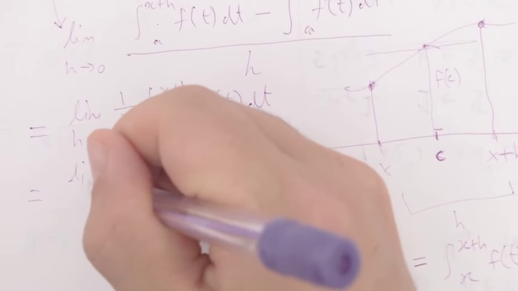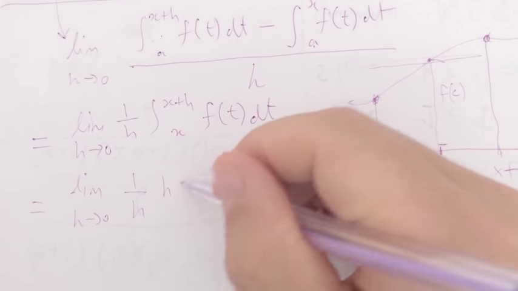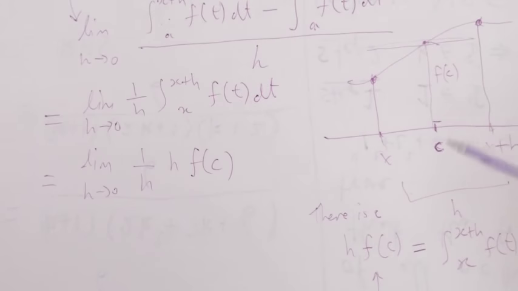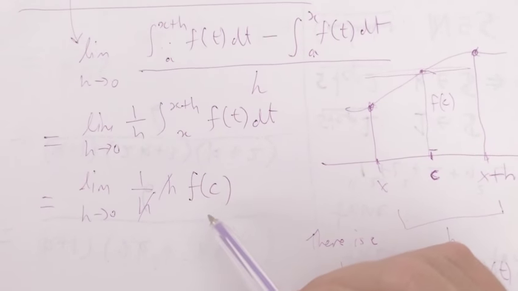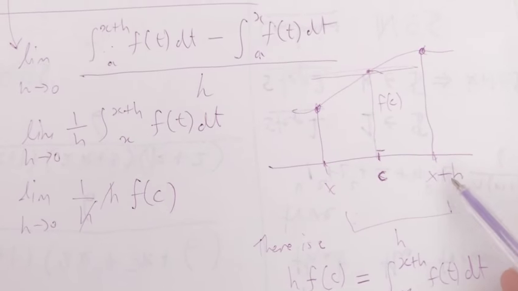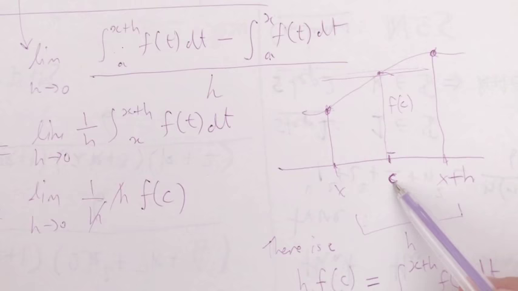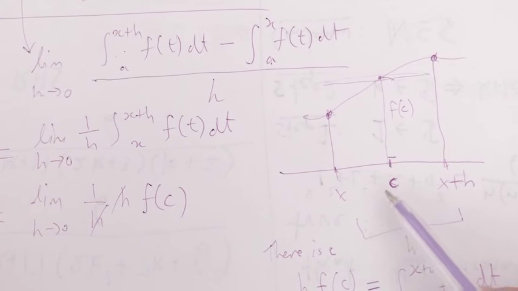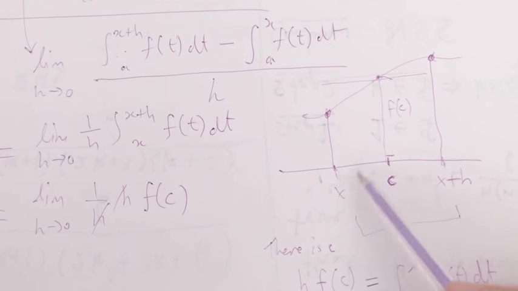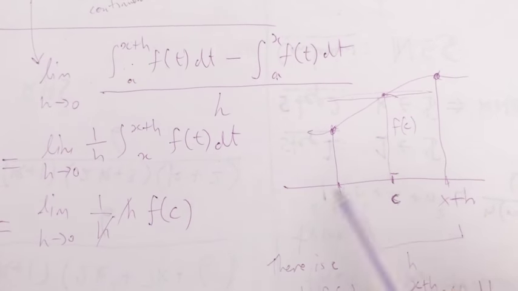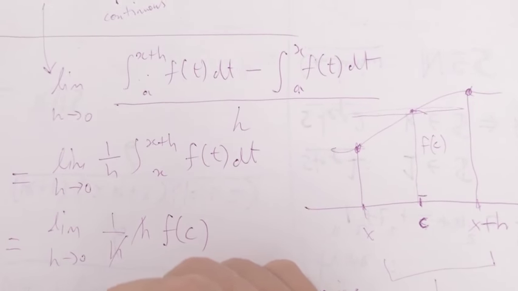So now it's the limit as h goes to 0 of 1 over h times h times f of c. So the h's now cancel, and because c is squeezed between x plus h and x, when h goes to 0, c will go towards x. So as h goes to 0, the limit of c is equal to x. And since f is continuous, it'll preserve this limit. So the limit is equal to f of x.